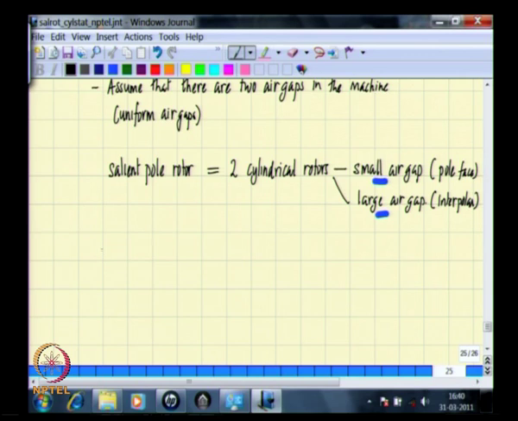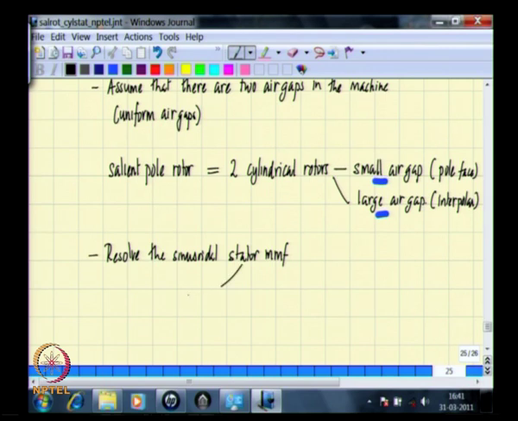What we try to do is resolve the sinusoidal stator MMF. We have assumed that the stator MMF has a sinusoidal distribution around the inner circumference of the stator. We now resolve this into two parts, one of which is oriented along the pole face, another which is oriented along the interpolar region.